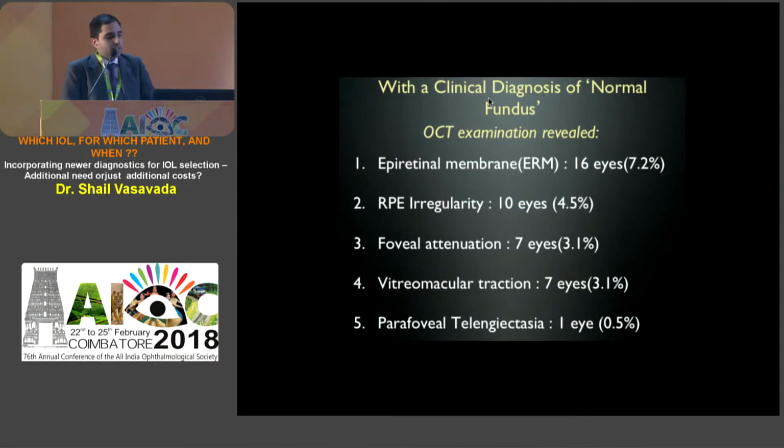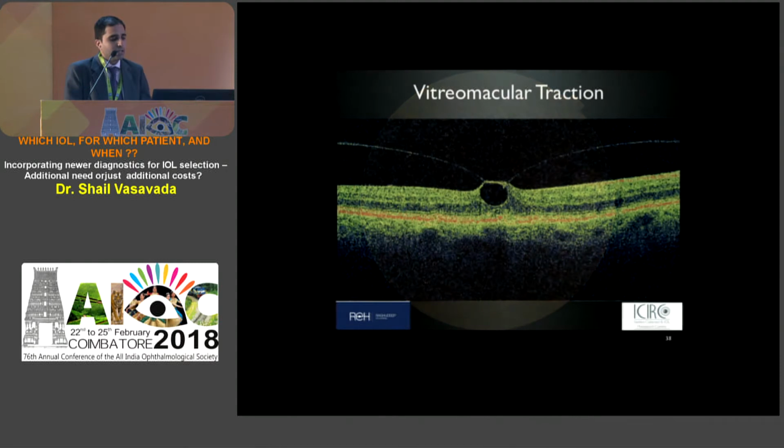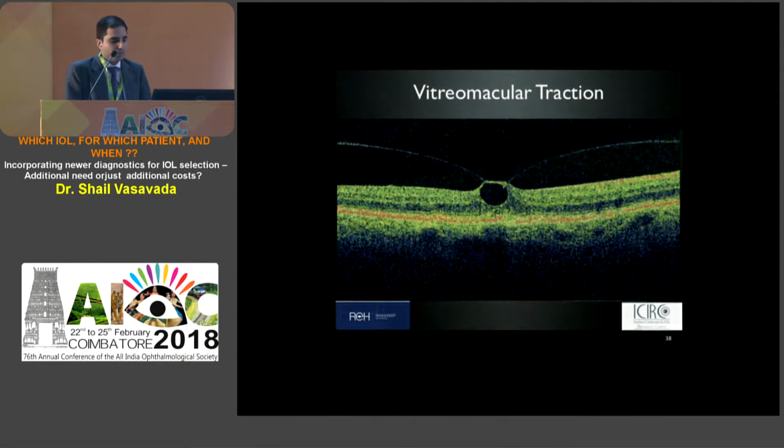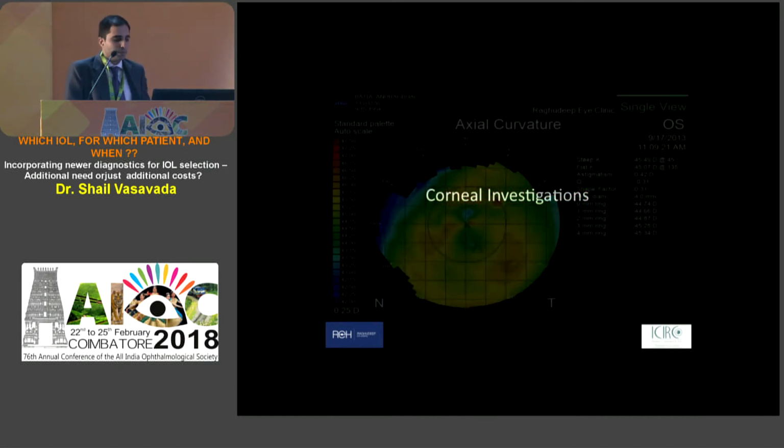In those diagnosed with a normal fundus by a retinal surgeon, beware, OCT examination revealed ERM in 7% of eyes, RPE irregularity in 4%, and foveal attenuation and vitreomacular traction in about 3%. So all of these patients were missed out not just by the general ophthalmologist, but even by the retinal surgeon on 78 and 90D clinical examination. And this is a classical example of a normal looking fundus showing a vitreomacular traction or an early lamellar macular hole in the post-operative period.